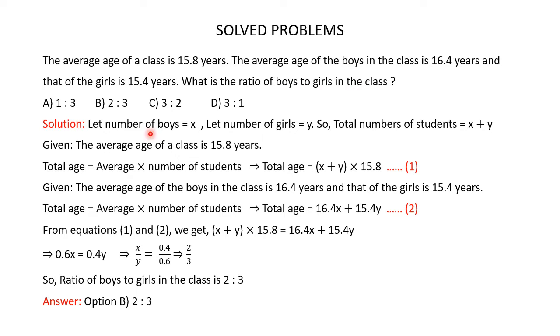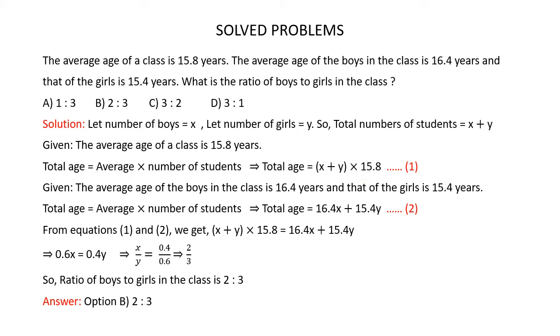So first, let's assume that the number of boys in the class is x and the number of girls in the class is y. So the total number of students is x plus y. It's given the average age of the class is 15.8 years. Now we know that the total age is equal to average multiplied by number of students. So total age is equal to 15.8 multiplied by x plus y. This is the first equation.